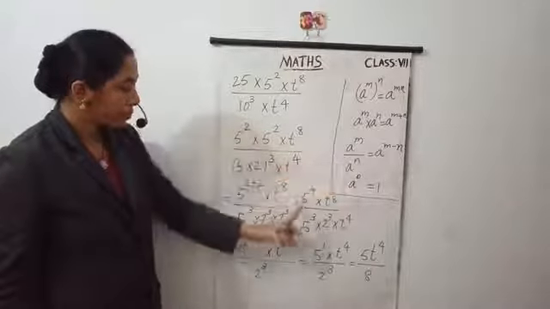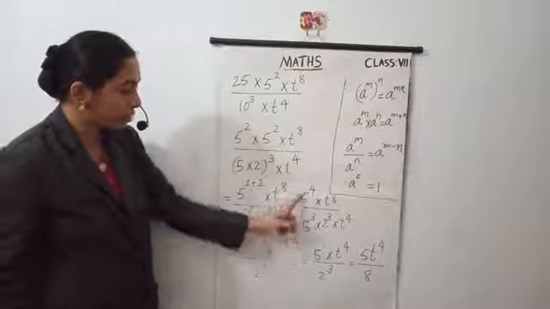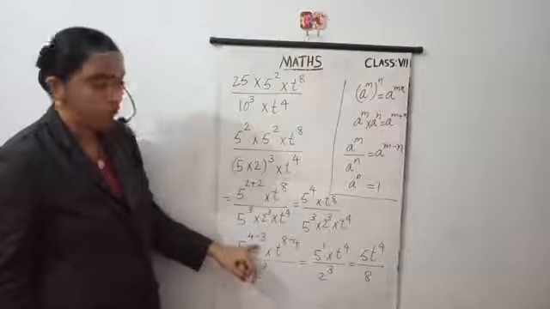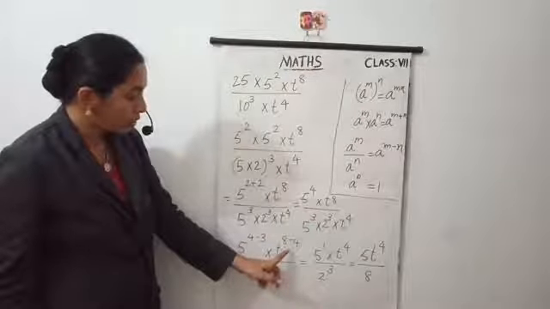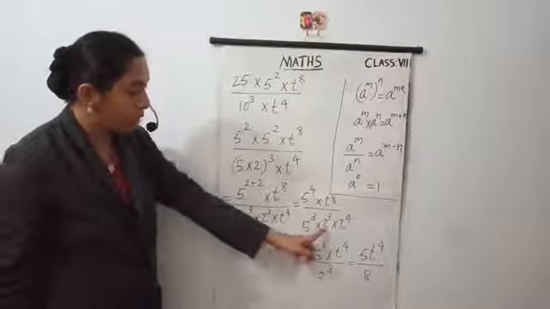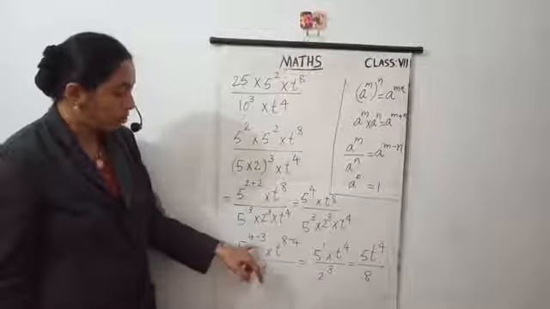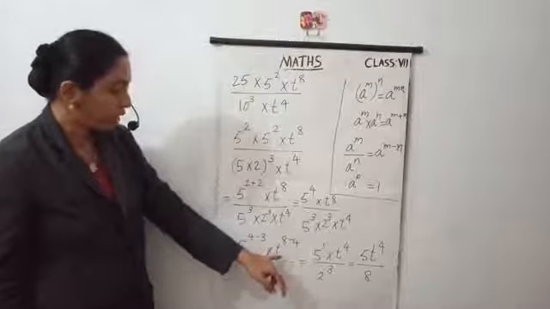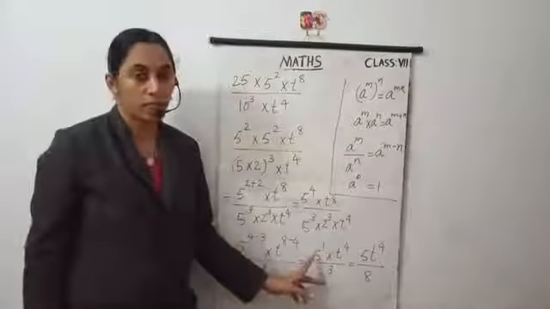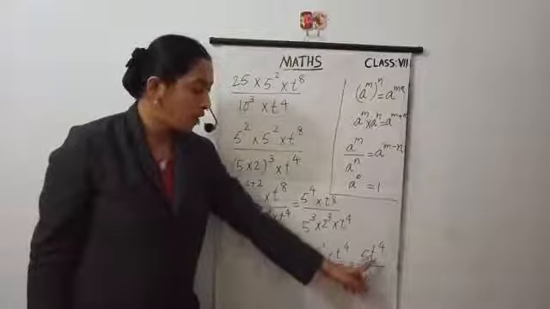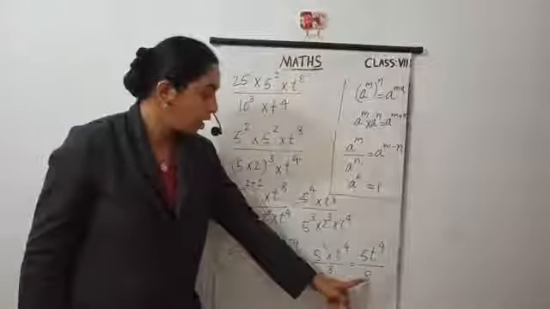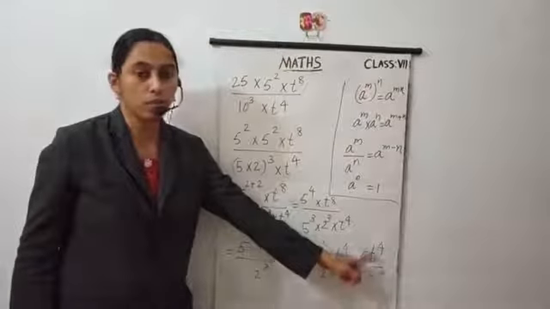Now use 5 raised to 4 minus 3. Here 5 raised to 4, here 5 raised to 3. So this is 5 raised to 4 minus 3 into t raised to 8 and this t raised to 4 also we can write as t raised to 8 minus 4, and the denominator is only 2 raised to 3. 5 raised to 4 minus 3 is 5 raised to 1 and t raised to 8 minus 4 is t raised to 4 by 2 raised to 3, and 5 raised to 1 is 5 itself. So 5 into t raised to 4 is 5 t raised to 4, and 2 raised to 3 is 2 into 2 into 2. 2 into 2 is 4, 4 into 2 is 8. So the final answer is 5 into t raised to 4 by 8.